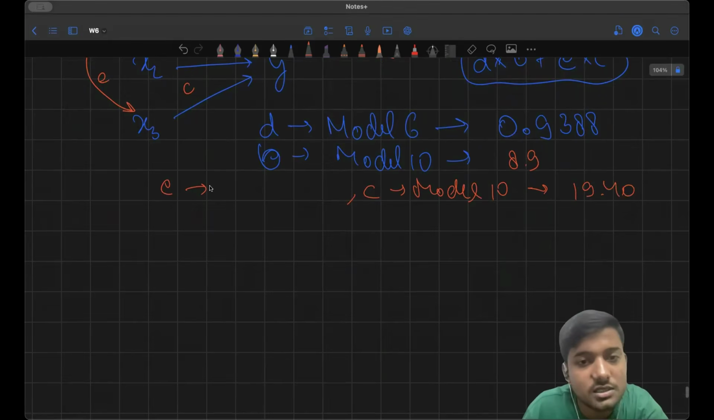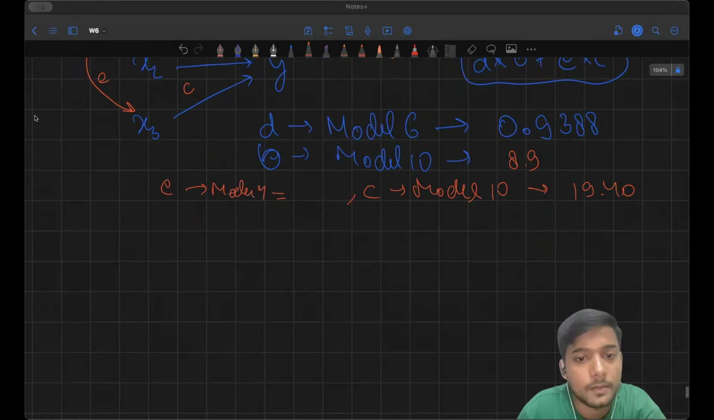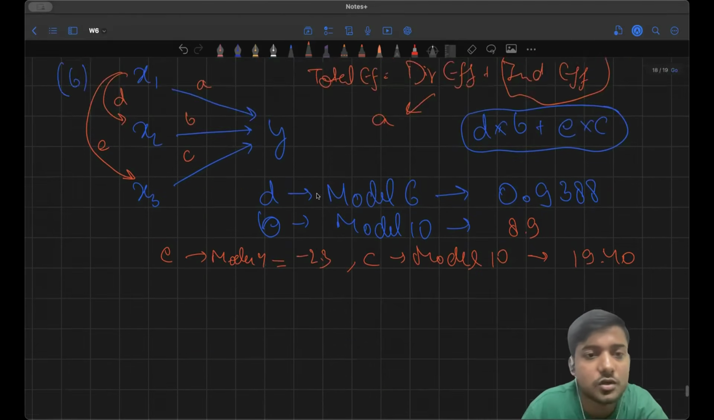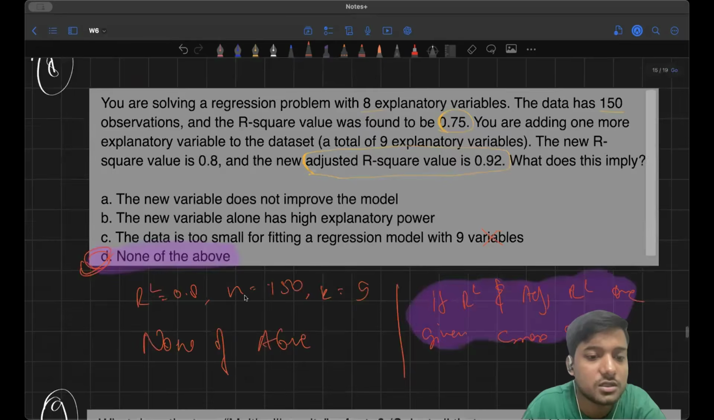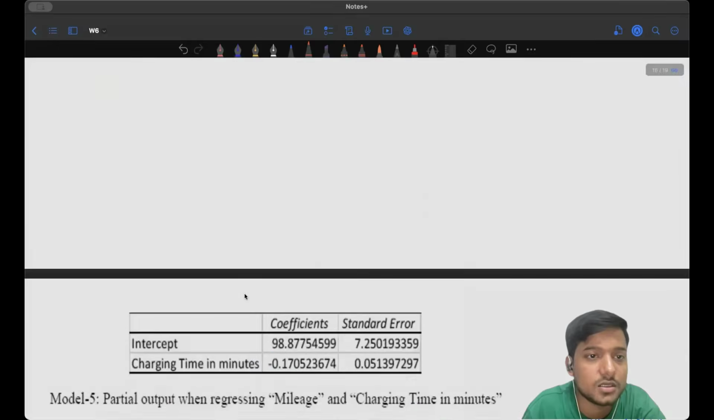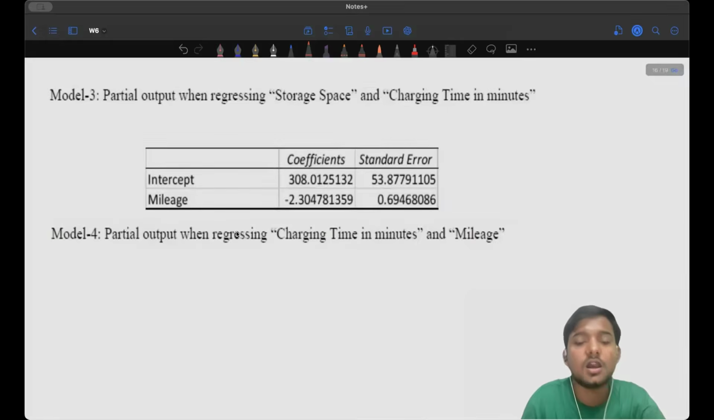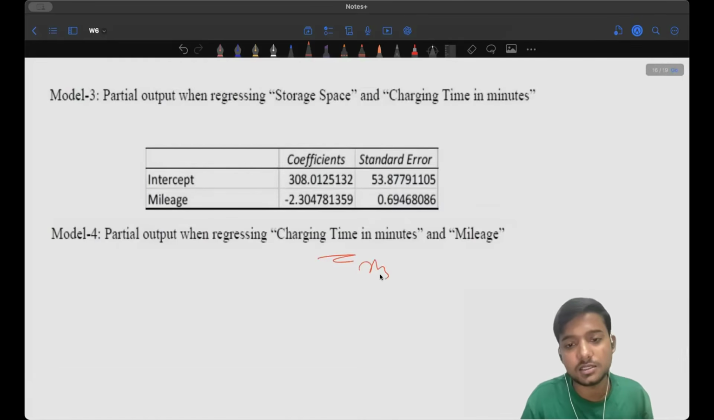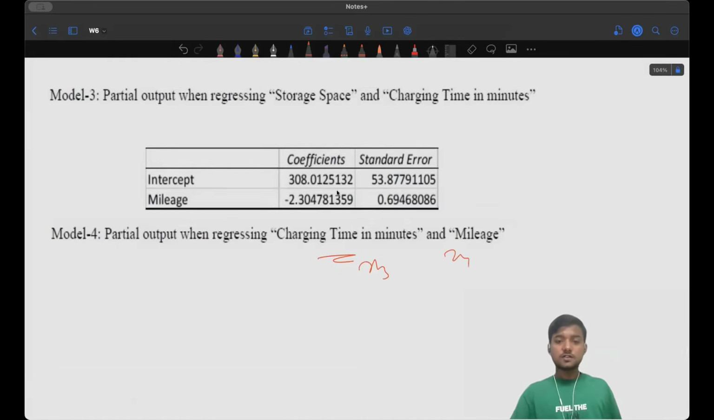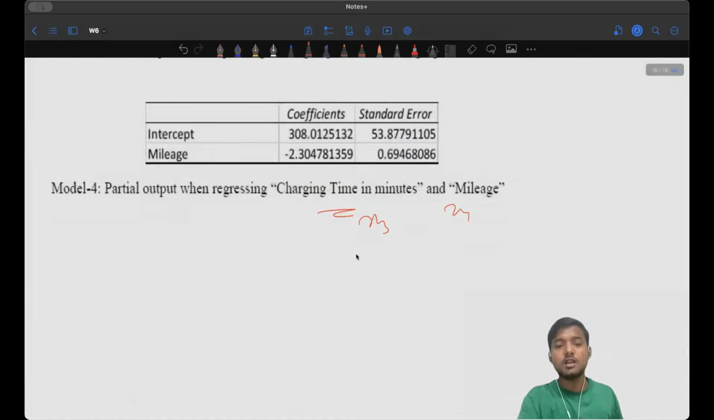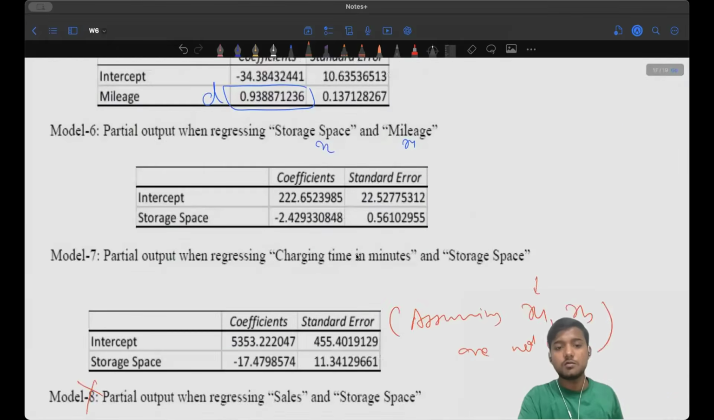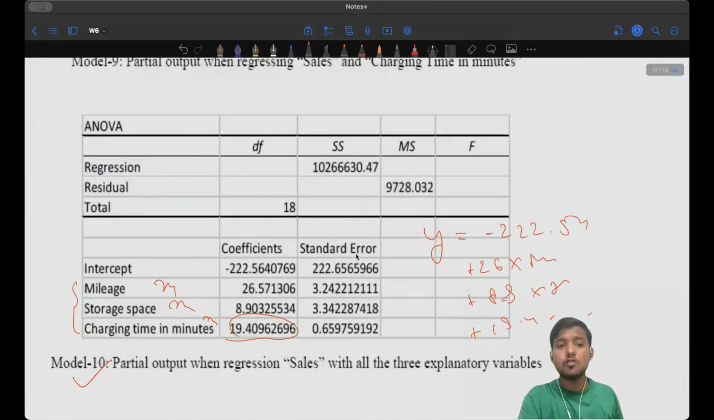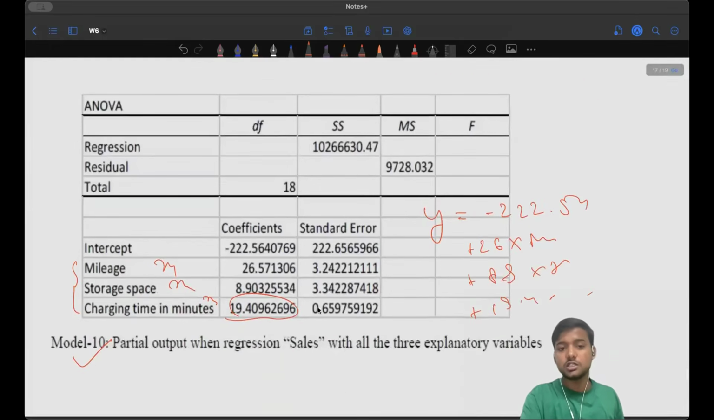19.4. And E is coming from model number 4, and this is equal to, I think, minus 2.3. Okay, so if you go back to model 4, in model number 4 you can see how mileage is changing your charging time. So this is my x3, this is my x1. This is the individual effect of mileage on charging time, and then we need to get this from here. How mileage is also changing and charging time also changing makes this thing.